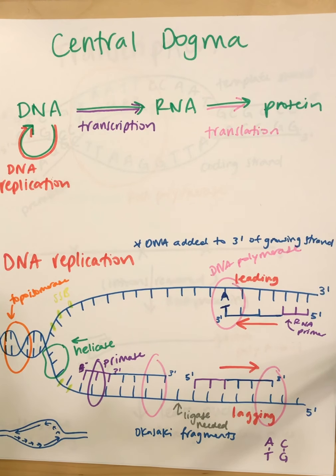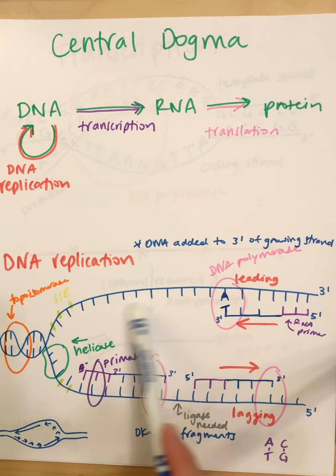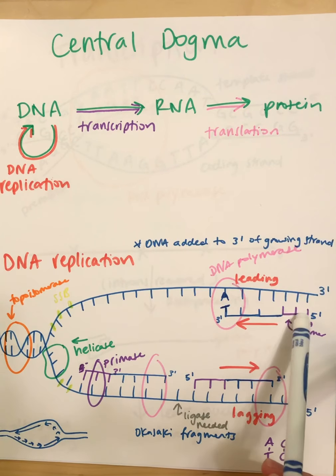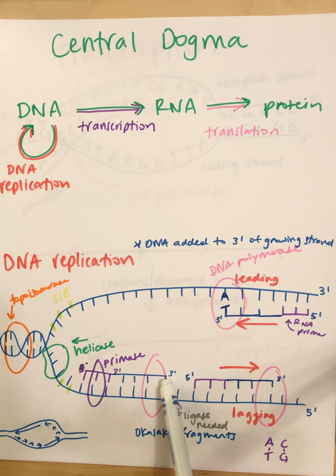And there's also primase, which puts an RNA primer down so that DNA polymerase can do its job. DNA polymerase can't start on a naked piece of DNA. It needs an RNA primer to get going. There's also ligase, which fills in the breaks between Okazaki fragments. Remember, there's a leading and a lagging strand.